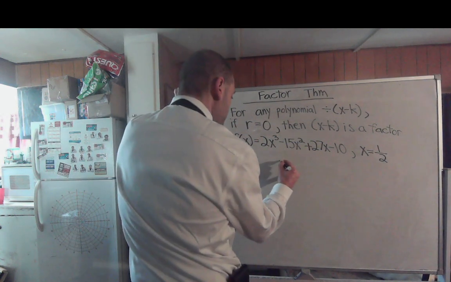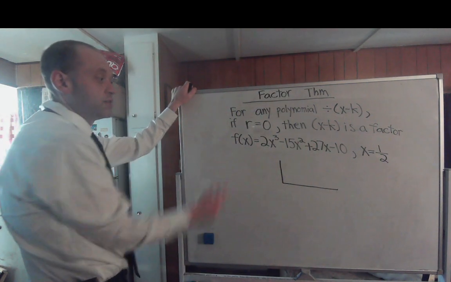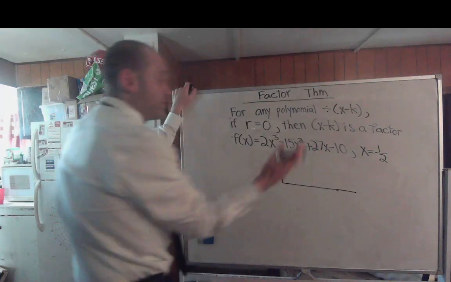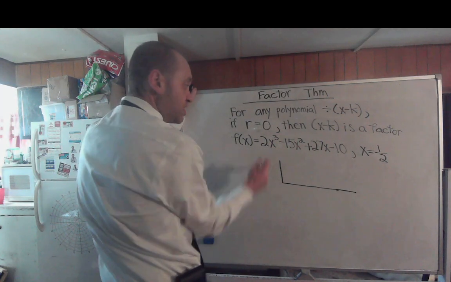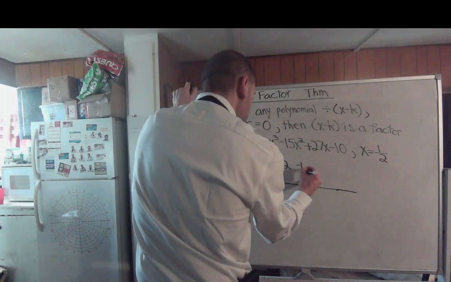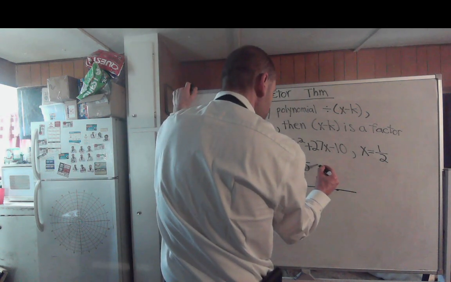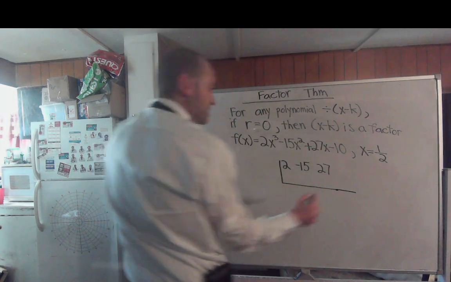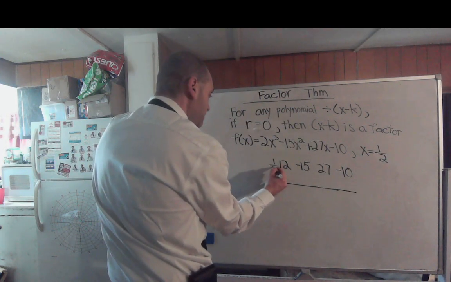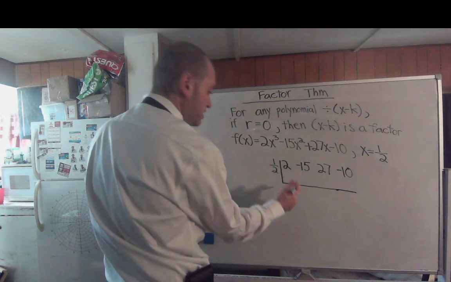And by the factor theorem, we should be able to prove that x minus 1/2 is a factor of this polynomial, because you should get a remainder of 0. So coefficient on x to the third is 2. Coefficient on x squared is negative 15. Coefficient on x to the first is 27. Constant term is negative 10. Now divide everything by 1/2. We're ready to proceed. So go ahead, bring down your 2.